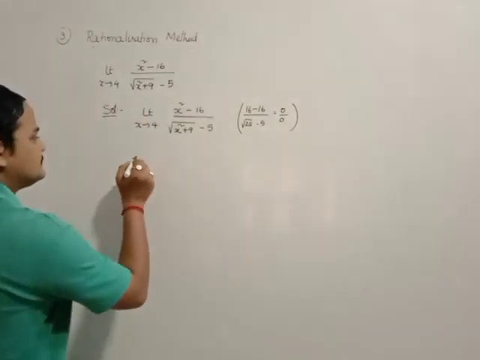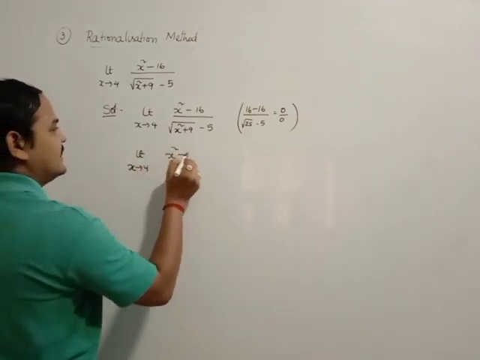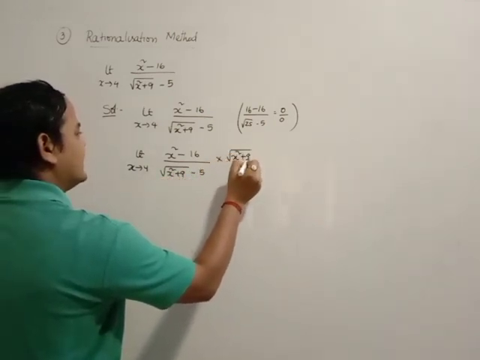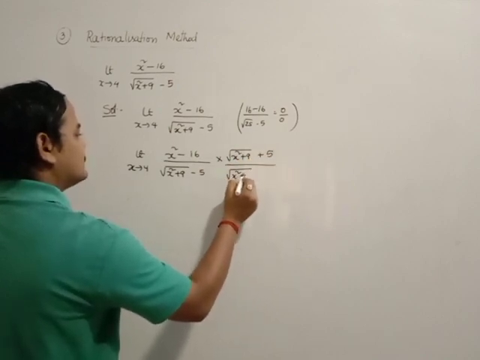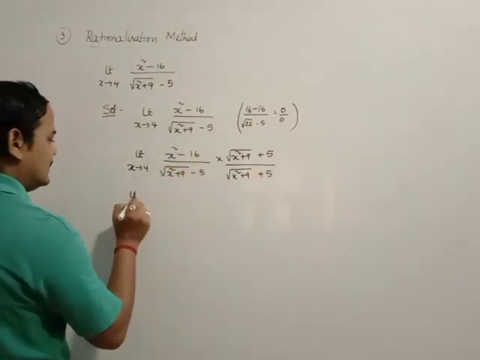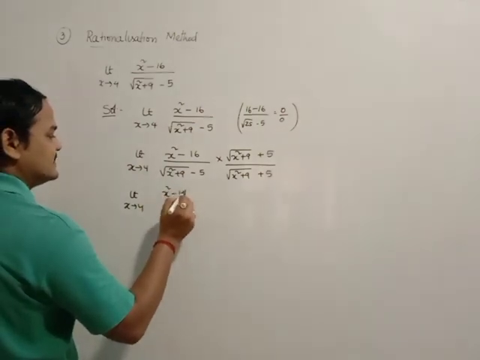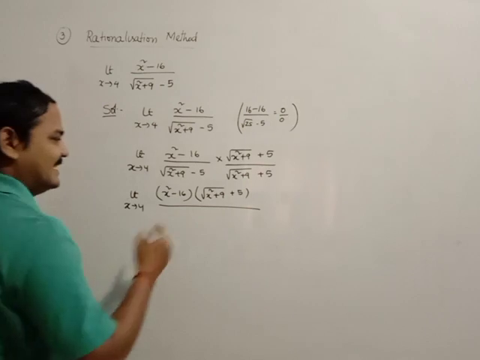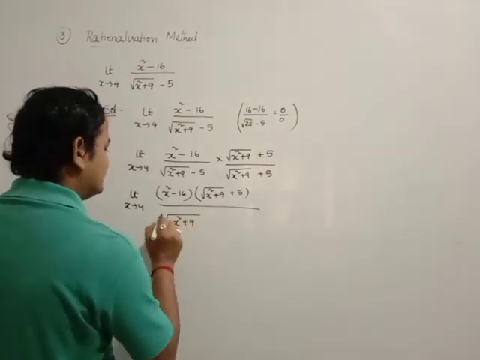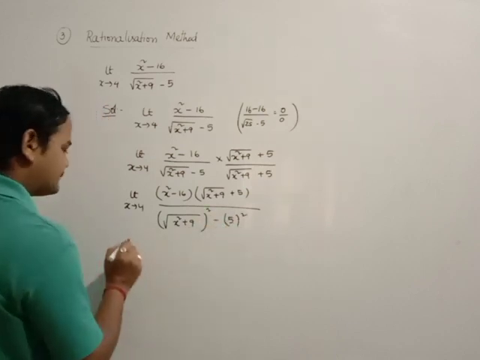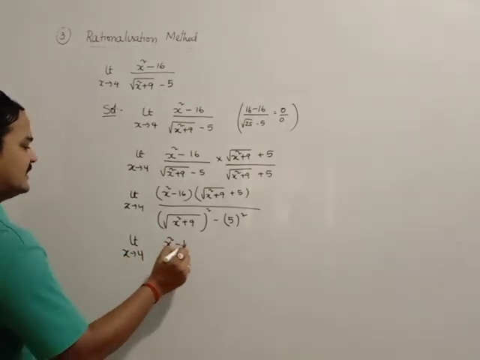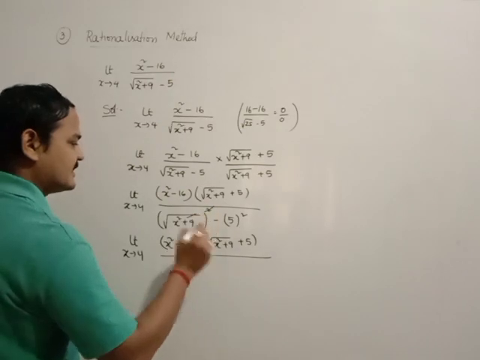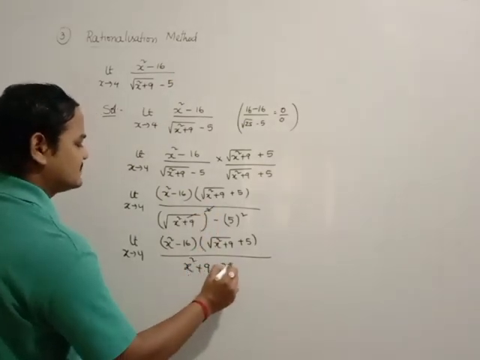go for rationalization. Limit x tends to 4, (x² − 16) by (√(x² + 9) − 5), multiplied by (√(x² + 9) + 5) by (√(x² + 9) + 5). In the denominator, (a − b)(a + b) is a² − b², so (√(x² + 9))² − 5². The root and square cancel, giving x² + 9 minus 25.